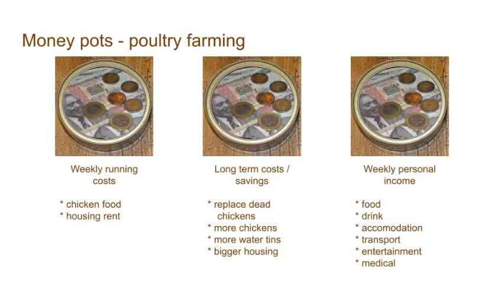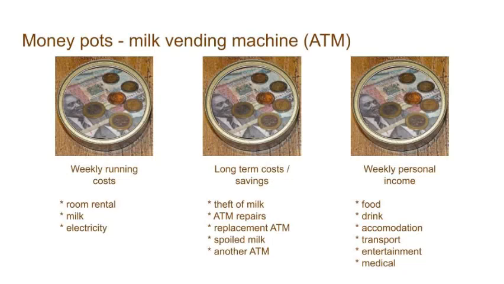So let's think of another example. So another example that we've come across in the past is running a milk vending machine business, a milk ATM. And again, weekly running costs are going to include things like renting a room, the space where the milk ATM will be housed, will be put. Obviously, you need to buy milk every week to stock up the machine, and you need electricity because the machine will keep the milk cold.